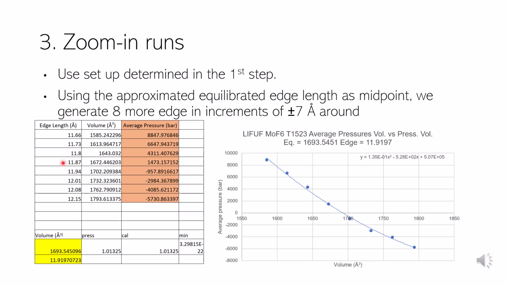We generated 8 more edge lengths in increments and decrements of 0.07 angstroms. So we run these simulations 5 times and we get the average pressure of all 5 runs. We plot a graph of average pressure versus volume and solve for the volume at which the pressure is 1 bar. This is the equilibrated volume, and this is the equilibrated edge length.